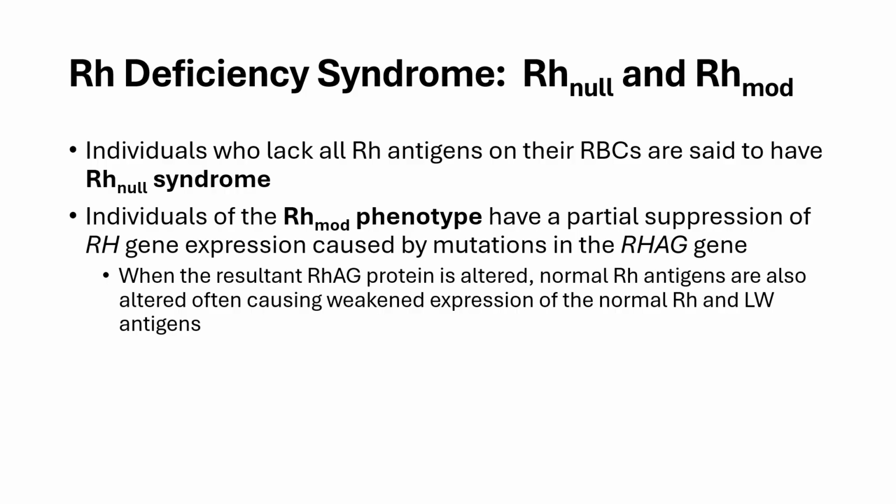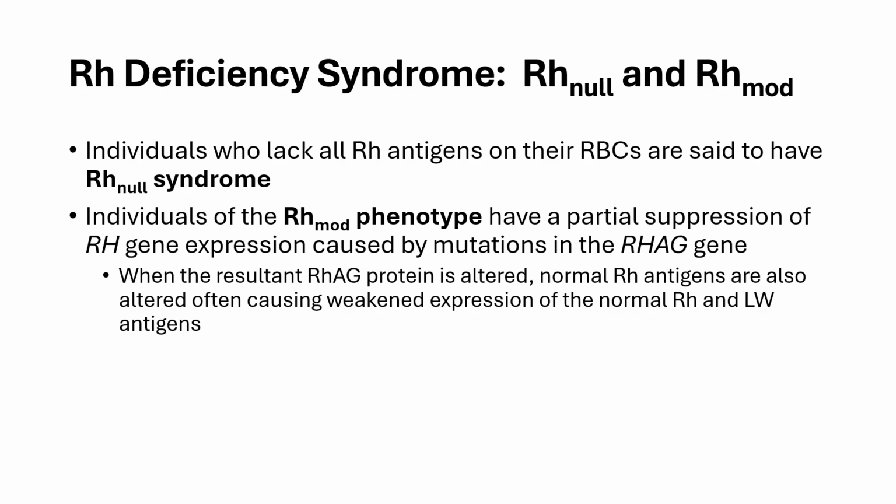Then we have Rh null syndrome. People who have Rh null syndrome lack all Rh antigens on their red blood cells. This is a rare condition that can lead to abnormal red blood cell shape and function, as Rh proteins contribute to red blood cell membrane integrity. Rh null individuals may develop mild hemolytic anemia due to the fragile red blood cells.